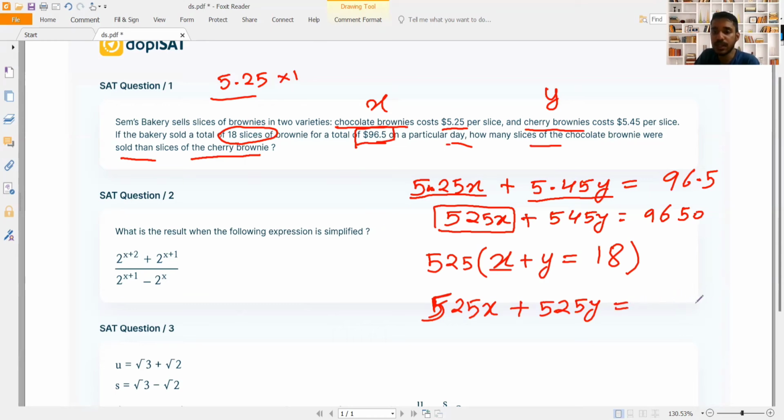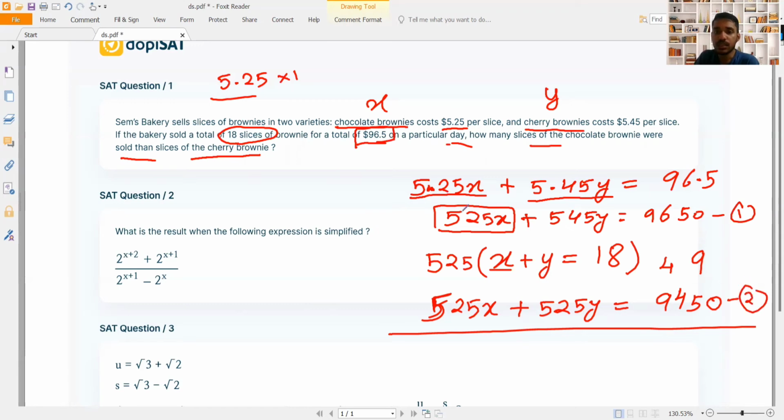equals 18 times 525. So 18 5s are 90, 18 2s are 36, so 36 plus 9 is 45, and 18 5s are again 90, so 94. So I get 9450. Now I will subtract the first equation and this second equation. When I subtract, the X term gets cancelled. 545 minus 525 is 20y, and 9650 minus 9450 is 200. So y I am getting as 10. 200 divided by 20 is 10, right?